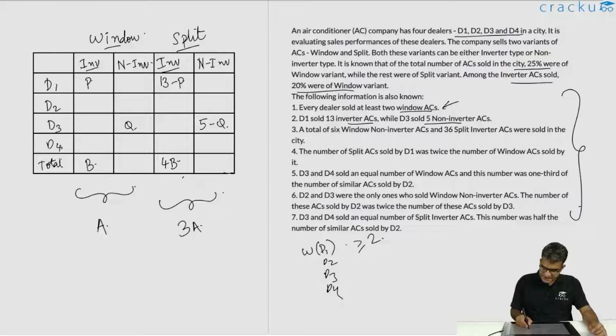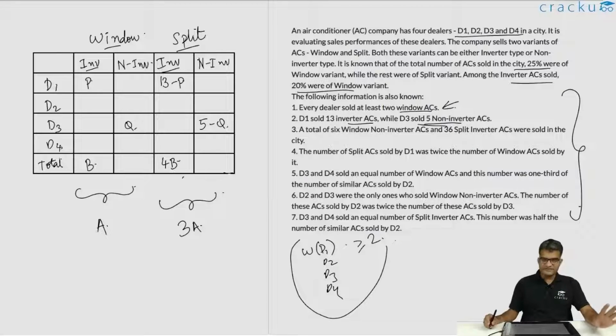Next, every dealer sold at least 2 window ACs. We have already written that. D1 sold 13 inverter ACs. So if the inverter window is P, split inverter will be 13 minus P. D3 sold 5 non-inverter AC. So if D3 sold Q non-inverter window ACs, it will be 5 minus Q of split non-inverter ACs.